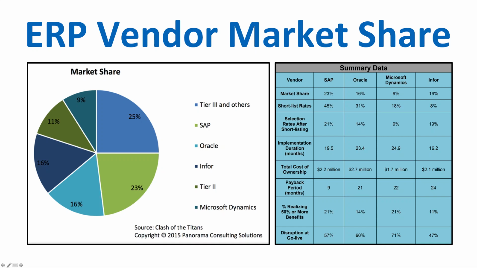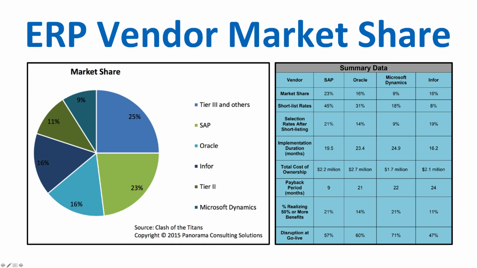It's selected most often after shortlisting. It has a reasonable implementation duration, one of the higher costs of ownership. The payback time though is quite quick, which is obviously a good thing when you want to get return on investment. And the percentage realizing 50% or more benefits is 21%. So that shows that they are good value for money.